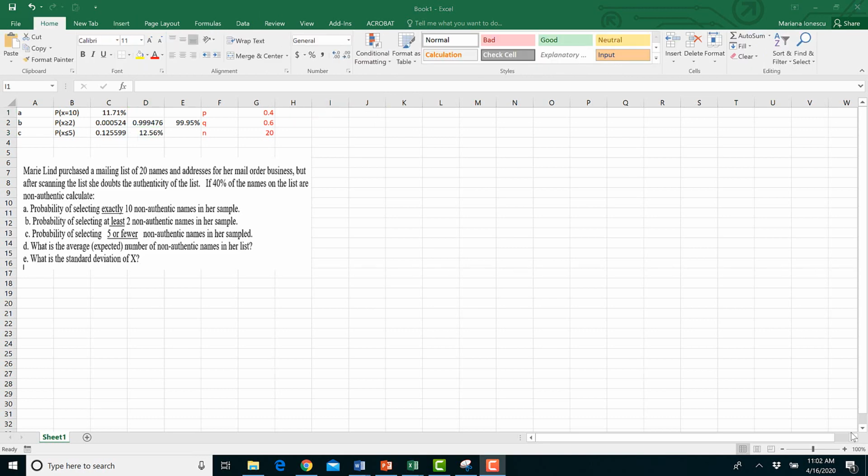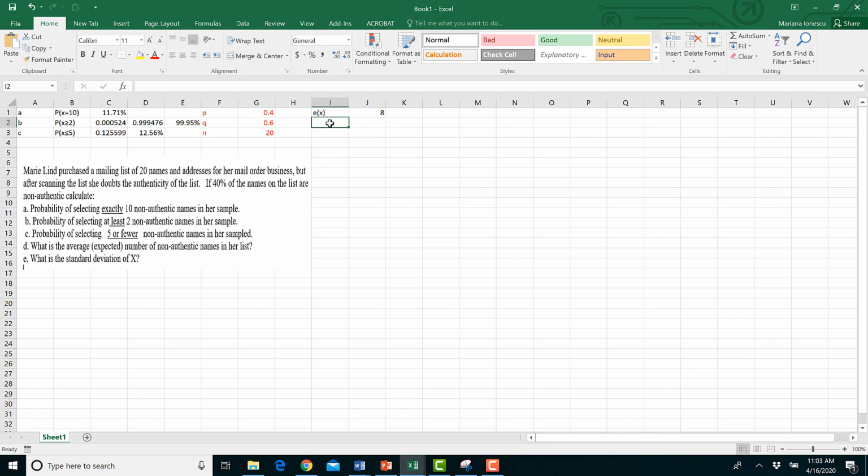What is the average or expected value of non-authentic names in her list? Once more, the expected value for a binomial experiment is the product between the number of trials and the probability to be considered a success. So if we want to have the expected value for x here, I'm going in the formula bar, I'll type equal n times p. So the expected number of non-authentic names on her list, in average, we expect to be 8.